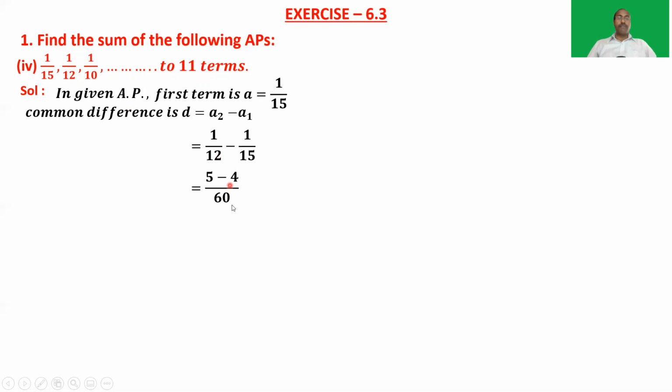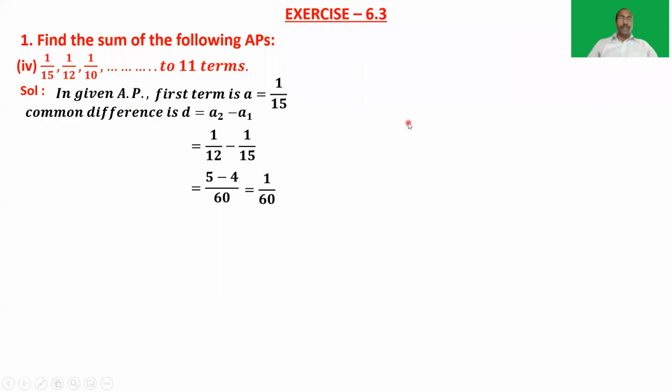We know that 12 5s are 60, so 5 1s are 5, and 15 4s are 60, so 4 1s are 4. In that way, we get 1 by 60. So the common difference d is equal to 1 by 60.